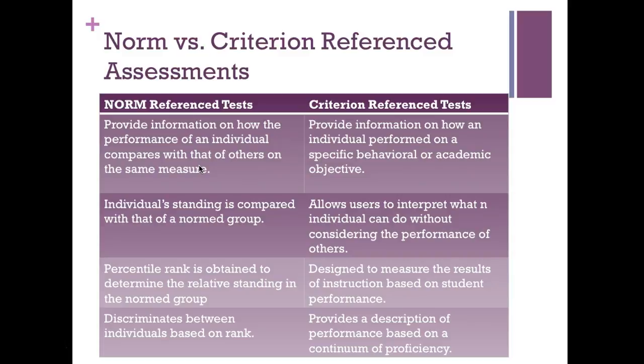So the individual is scored based on, well, it's designed to measure the results of instruction based on student performance, and it provides a description of performance based on a continuum of proficiency. And so they're not ranked against each other, but the tests are standardized based on student samples and responses to items. And so there's a range of responses to the items. Those responses are scored with usually points. And then if a student falls within a certain point range, then that's how their proficiency is gauged.